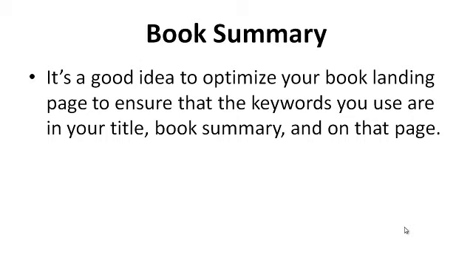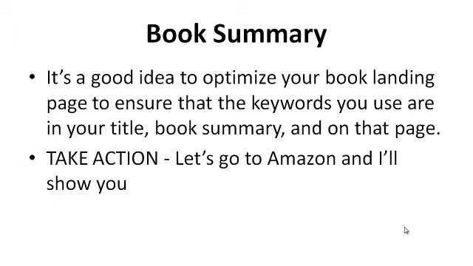So another thing I want to mention is that whenever you use categories or keywords, it's good to optimize your book landing page, which consists of your book summary, possibly your bio, your book description, and things like that that pertain to that specific book. That area needs to be optimized in such a manner that it contains the keywords and the categories that you're using. If you can do that, then it's a lot more optimized. So you can use the keywords in your title, your book summary, your book description, and basically on that page.